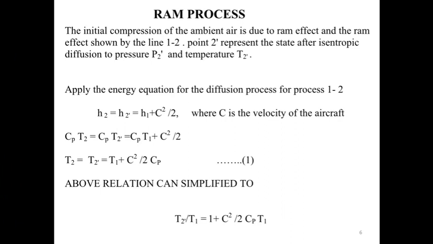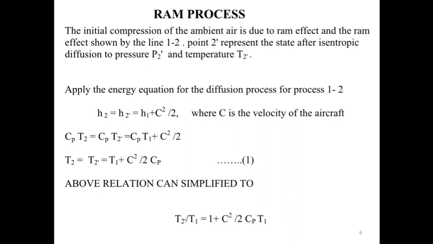That enthalpy we can convert into Cp delta T, because delta H equal to Cp delta T. So Cp T2 equal to Cp T2 dash equal to Cp T1 plus C square by 2, where C is the velocity of the aircraft. Further, Cp cancels out, so T2 equal to T2 dash equal to T1 plus C square by 2 Cp, which we call equation 1. Further simplifying by dividing by T1, it becomes T2 dash by T1 equal to 1 plus C square by 2 Cp T1.